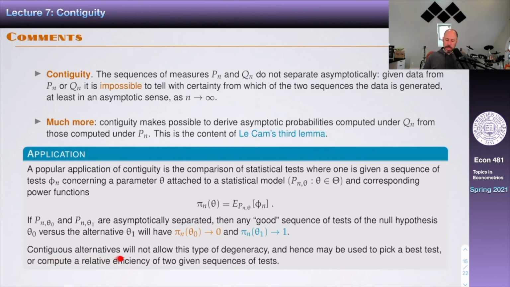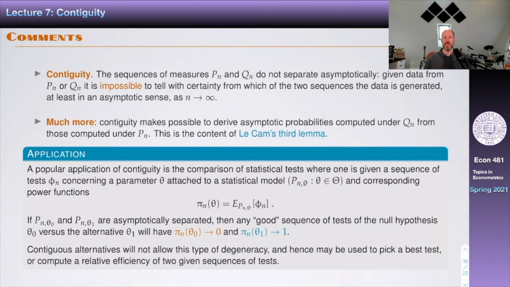So I wrote here, contiguous alternatives will not allow the type of degeneracy that I described, when we had in the naive case one probability going to zero or alpha and the other one going to one. And these are the ones that are typically used to compare tests. So when you get to this point, you may say, okay, this is fine, but at the end of the day, you're introducing all this alternative notation, conceptual complication, because clearly the notion of contiguity, even though it's not mathematically complicated, conceptually you need to be aware of what's going on. And we actually analyzed the t-test and the sign test without using any of this.